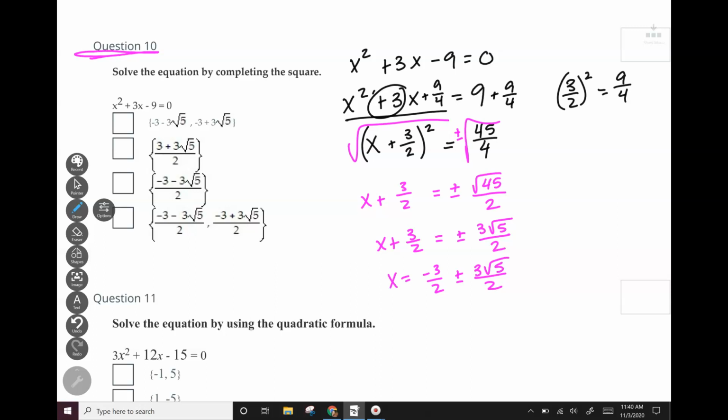So let's look at our options and see which one is correct. So the first option is not correct. It doesn't have the 2 in the denominator. The second option is not correct because it doesn't have the plus or minus. And the same thing with the third option. So the fourth option is correct. We've got our -3 plus or minus 3 square root of 5, and then they just put it all over 2, which is the same thing as having it broken up with both of them having denominators of 2. All right, so that's it.